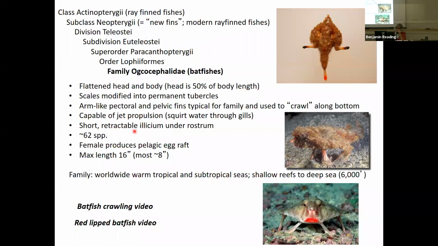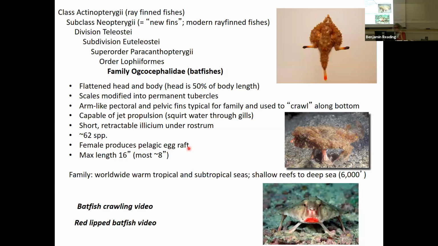They do have a short retractable illicium under the rostrum. So they do have a short thing up here. All right, there's a good example of one right there. And so they do have this illicium underneath there that they can use to attract things to eat. It's not nearly as prominent as, say, the other two previous families.